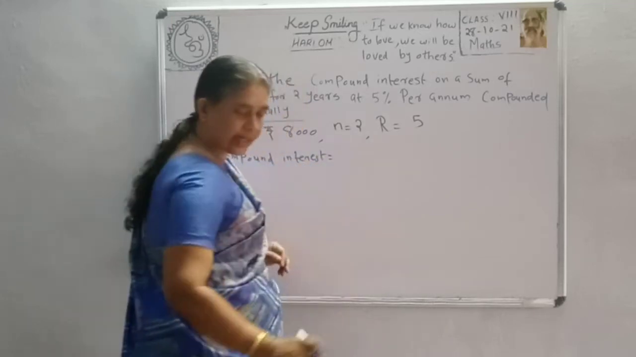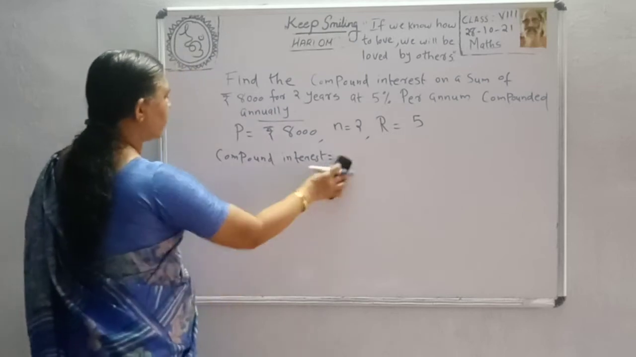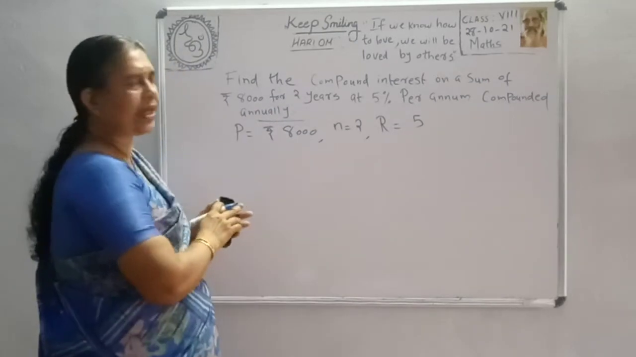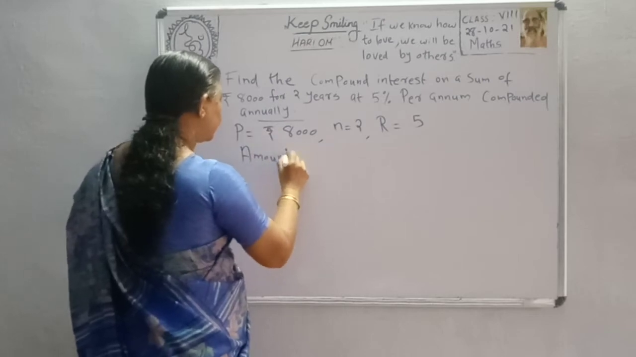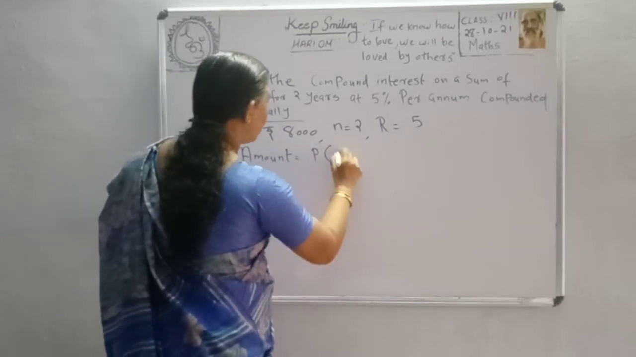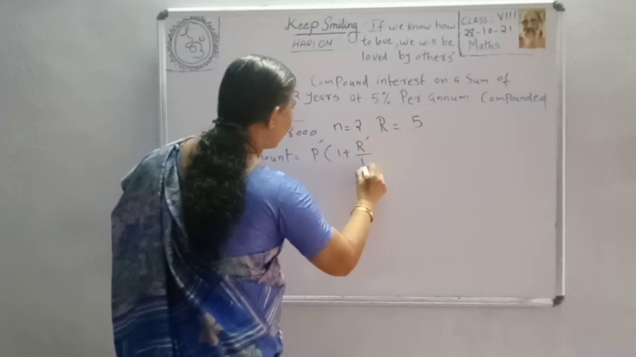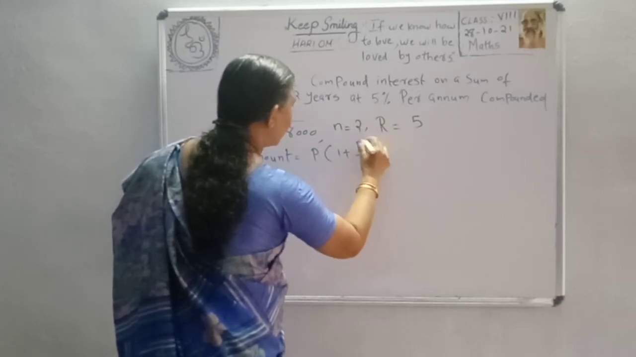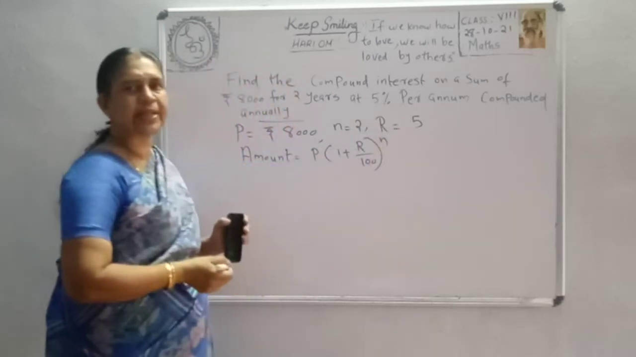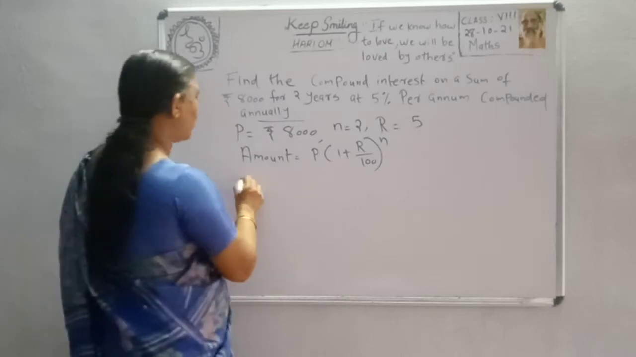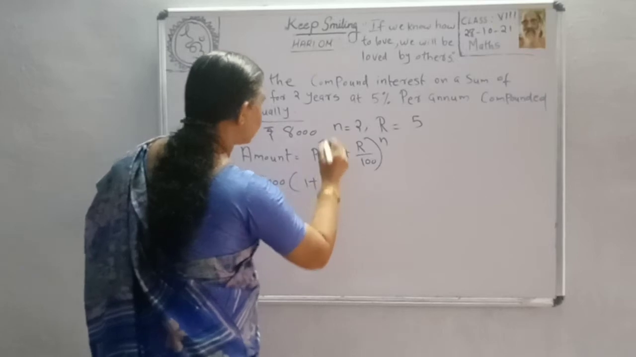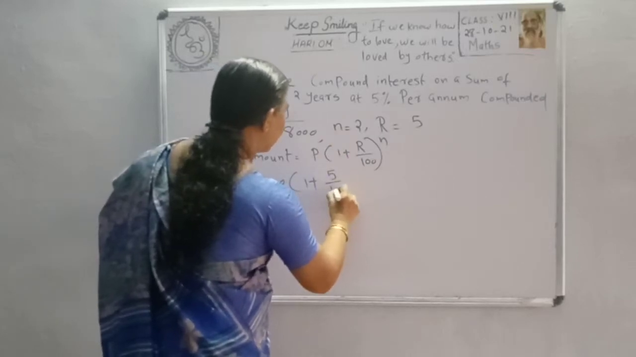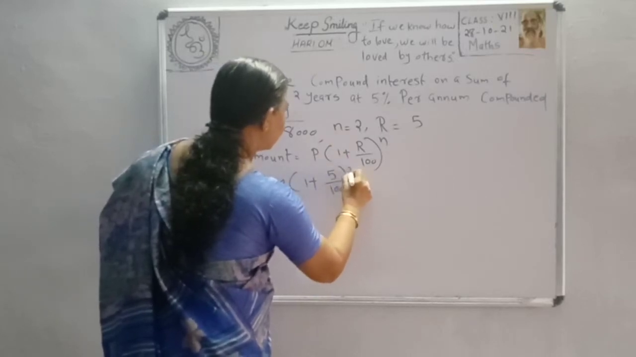So first we can find the amount. After finding the amount we can find the compound interest. Then amount is equal to, what is the formula? P into 1 plus R by 100 the whole raised to n. Here P is equal to 8,000 into 1 plus 5 by 100 the whole raised to 2.